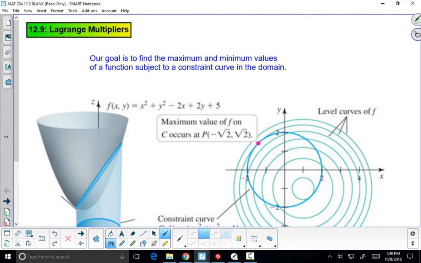All right, so let's go to our last section in this chapter, the Lagrange multipliers. Using a Lagrange multiplier is a technique to do what we're trying to do with that distance problem. It gives you another way to calculate the max or min of a function relative to a constraint curve.